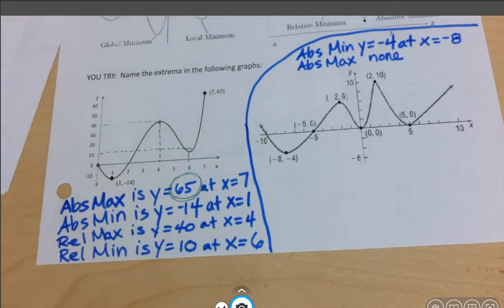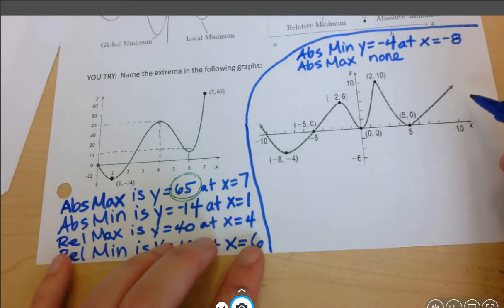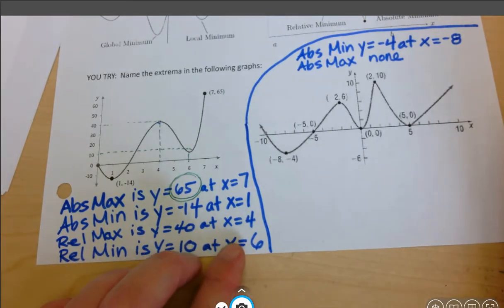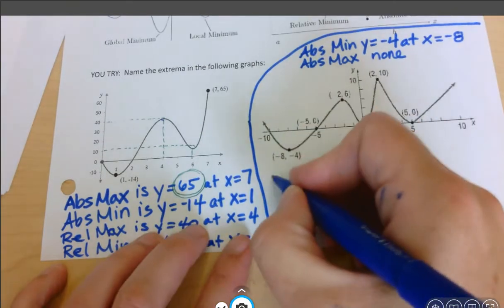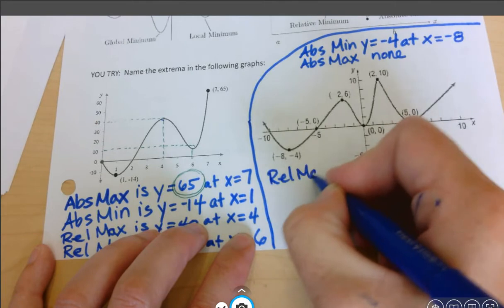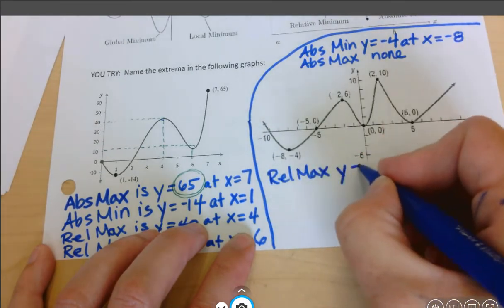Who's next? Raise your hand if you're ready to share something. We're going to make somebody else do some work, okay? Go ahead, Julian. I have a question. Yep. Is there no absolute max again? Because the absolute maximum would be infinity, and infinity is not actually a number. So whenever your absolute max is infinity, you just put none. Same with minimum, if it went to negative infinity. Relative max y equals 10 at x equals 2. Beautiful.